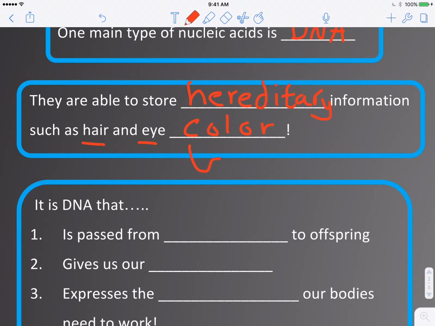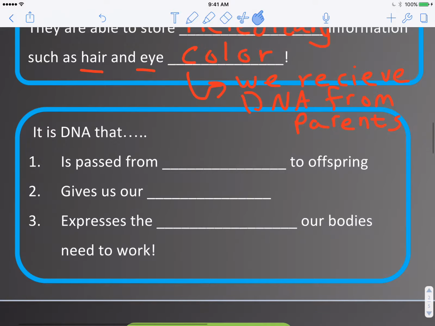It's because we receive DNA from parents. Okay? And remember, I'm writing this down, so you should be writing this down too. I know there's not a blank, but just put an arrow as I did and write it in.